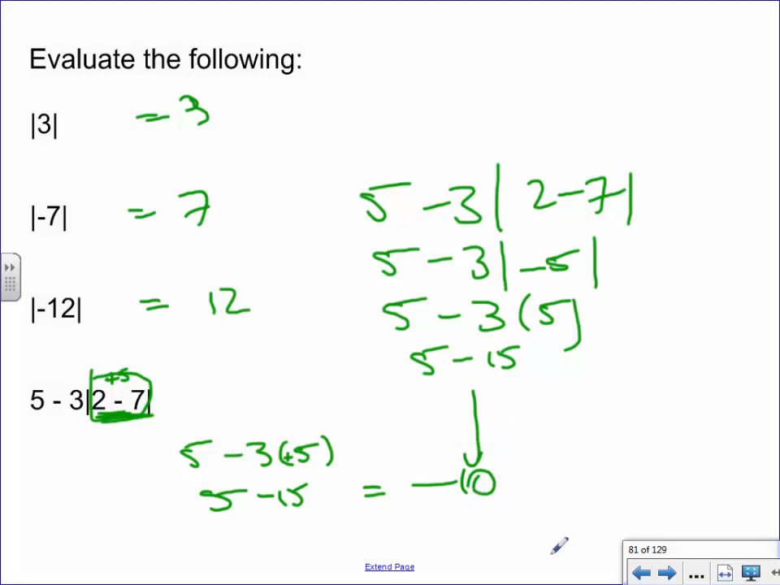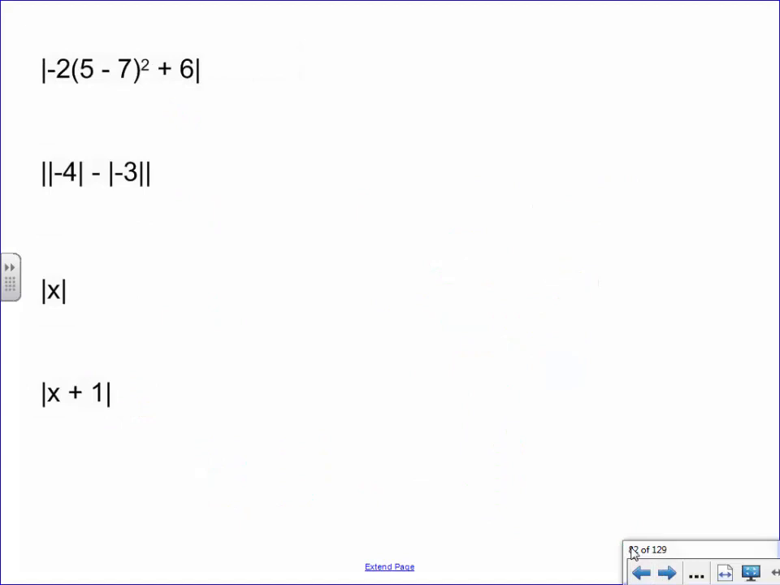Okay, let's try this one. Minus 2, bracket 5 minus 7, all squared, plus 6, and then all of that is in absolute value.